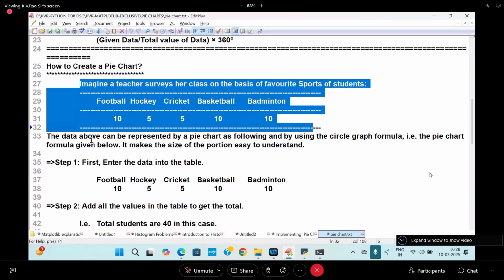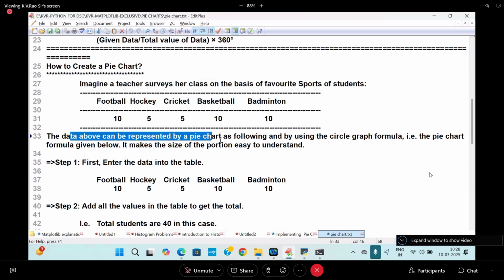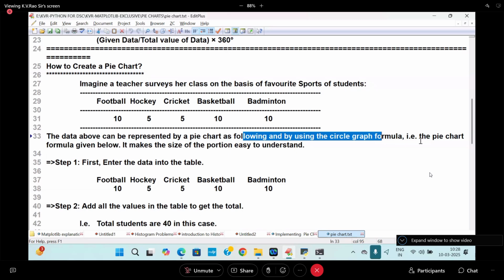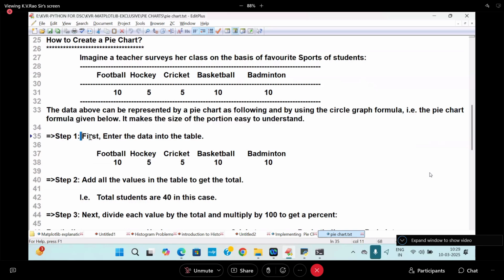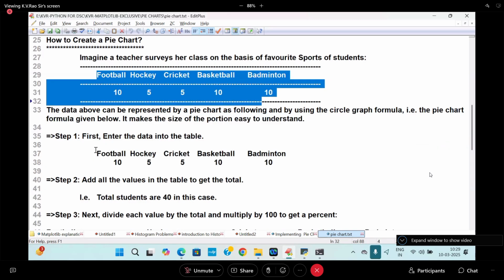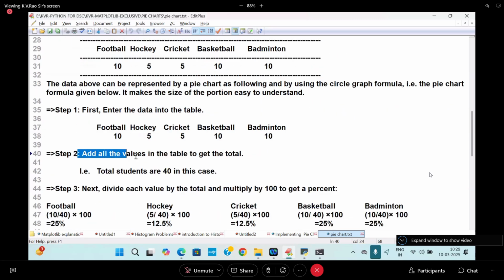Come to the point. The above data is represented by a pie chart. By using the circle graph formula, the pie chart formula is given below. It makes the size of each portion easy to understand. First step: enter the data into the table. Find the total of all the values. What is the total? 40. Total students are 40.